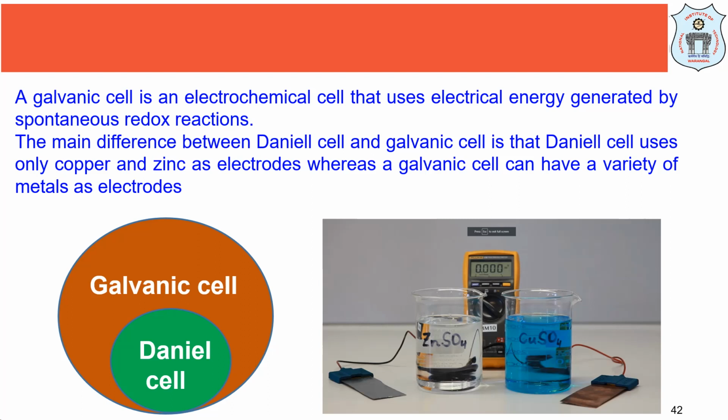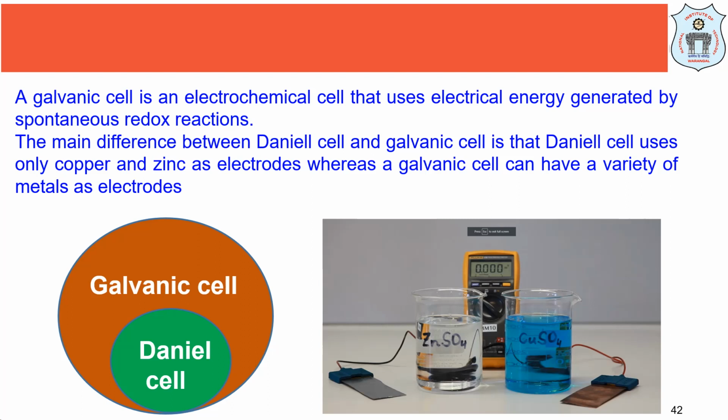And what is the difference between a galvanic cell and a Daniell cell? We should know, because a galvanic cell is an electrochemical cell that uses electrical energy generated by spontaneous redox reactions. The main difference between the Daniell cell and the galvanic cell is that the Daniell cell will use only copper and zinc as electrodes, whereas a galvanic cell can have a variety of metals as electrodes.